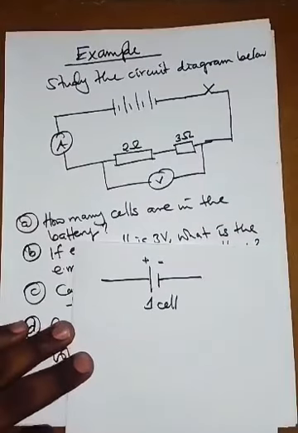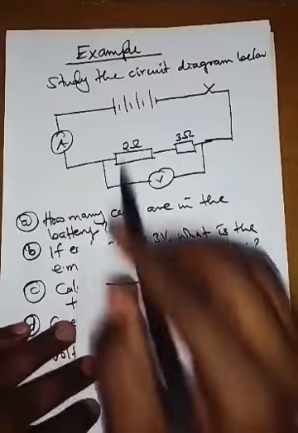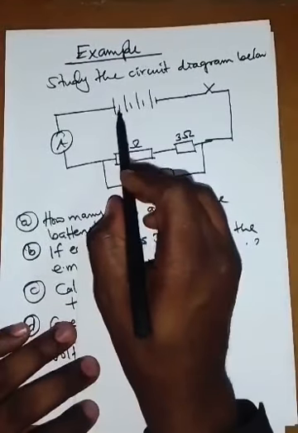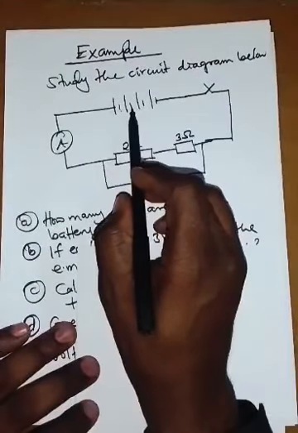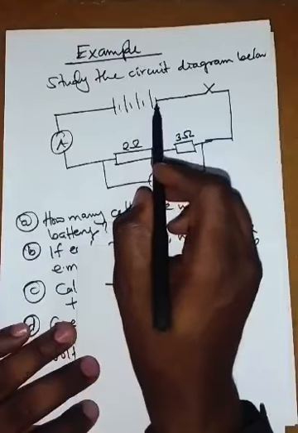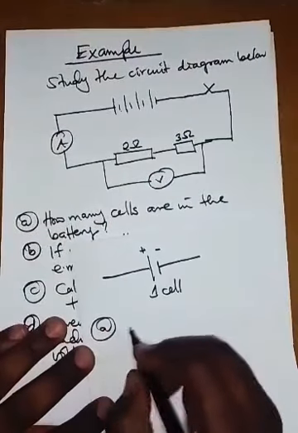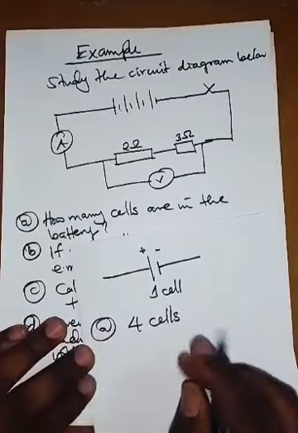When you count in this diagram, long and short, that's 1, long and short, that's 2, long and short, that's 3, long and short, that's 4. So the answer to A is 4 cells.